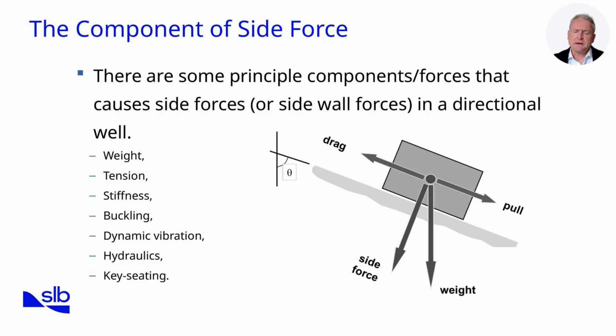Hydraulics also matter. Poor hole cleaning leaves cuttings beds that lift and wedge the pipe against the wall, increasing drag. Effective fluid properties can reduce side force by keeping the hole clean and providing lift. Finally, key seating. Continuous side force in doglegs can cut grooves in the formation, trapping tool joints and significantly increasing the risk of sticking. Together, these 7 components define how side forces develop, and they're the drivers of torque and drag problems we see in the field.